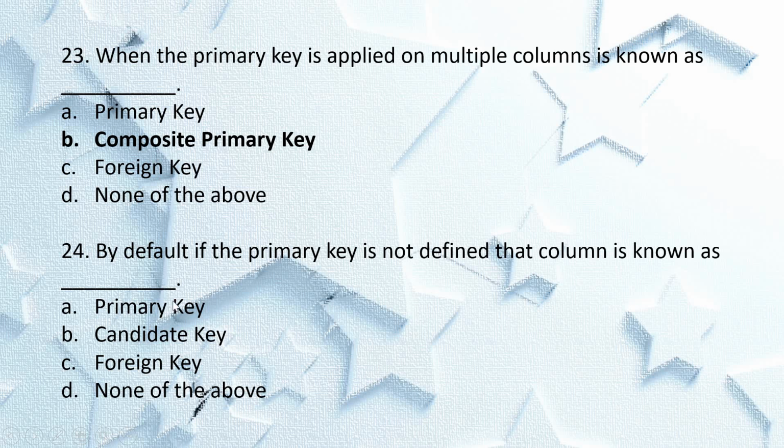Okay. 24, by default, if the primary key is not defined, that column is known as primary key, candidate key, foreign key, none of the above. Answer is foreign key. Okay.